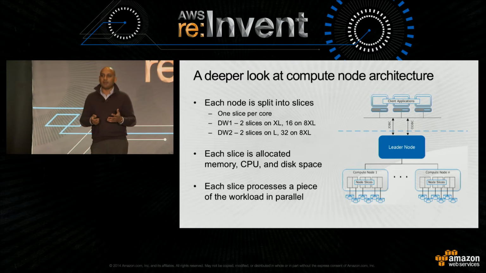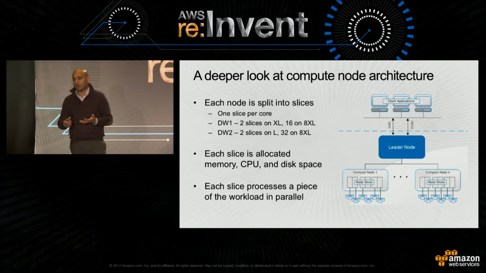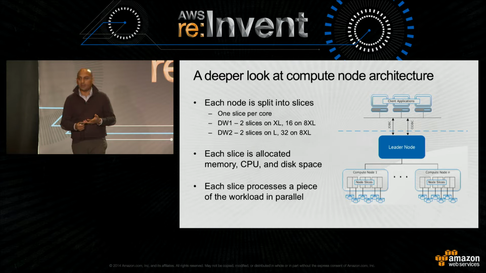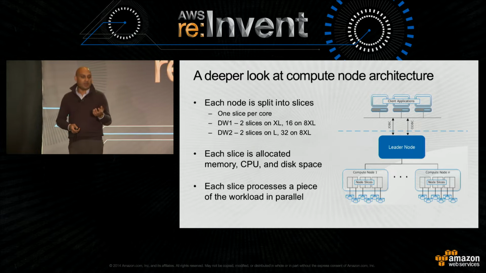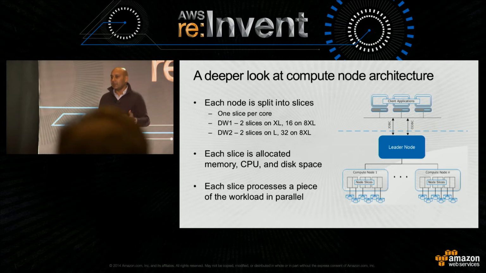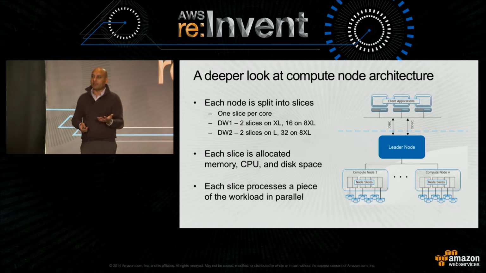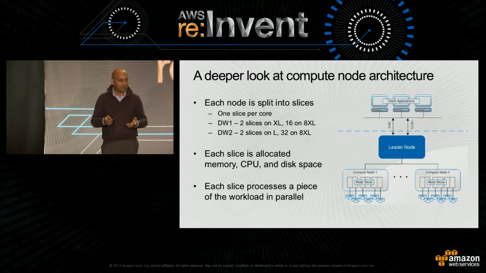Now, a slice is significant. Each one of them is dedicated a certain amount of CPU power, a core, it's got RAM, and it's got disk allocated to it, and it's a thread of execution. So each of the slices processes queries in parallel. If we have to move data between slices to do a join, we will ship that data between the slices automatically and transparently. But this has an implication on ingestion.